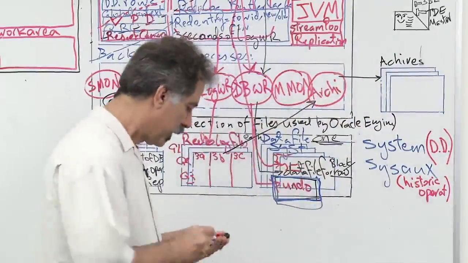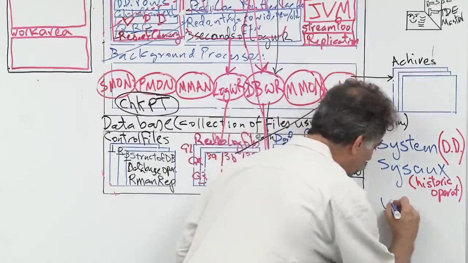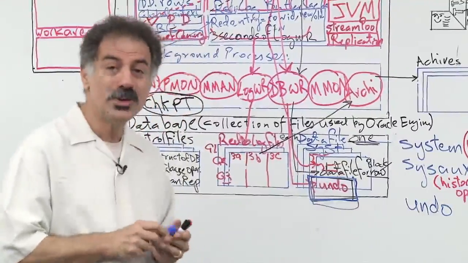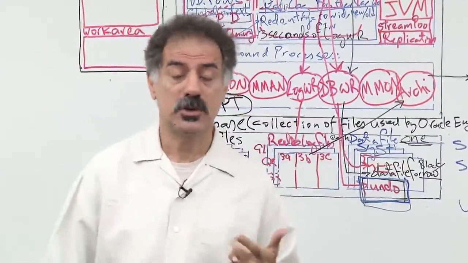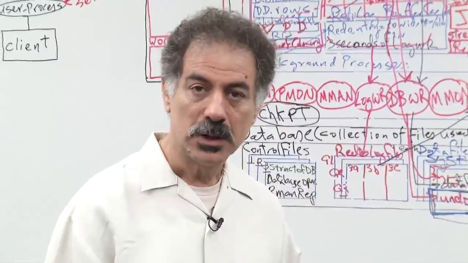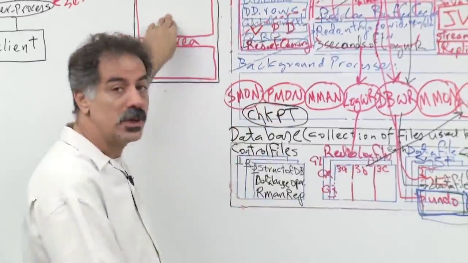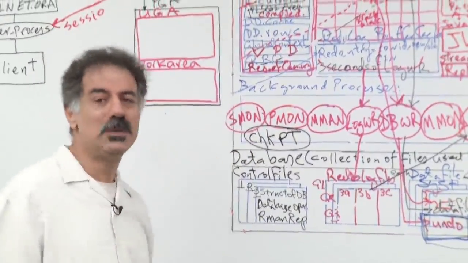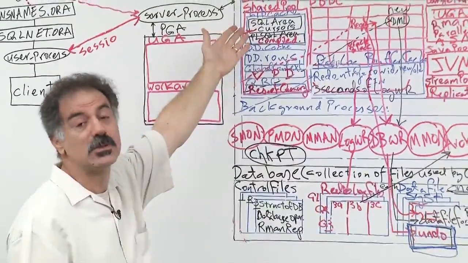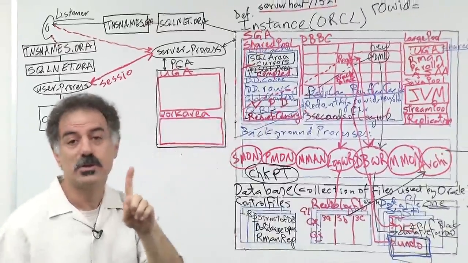Okay. Then we can have, very important, the undo. And for undo, undo is related to transactions. Remember, we use undo for rollback process, for transaction management. And transactions are based on sessions. Each session creates an independent transaction. Sessions belong to the instance. You follow where we're going? There is only one instance.